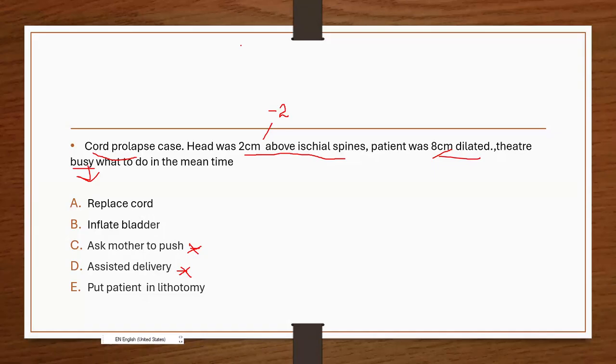Okay, can somebody mention what about replacing the cord? Should you do it or you shouldn't? Yes. Here the replacing means putting the cord inside. Now cord prolapse means the cord has come out, no? So you are going to put it inside again into the uterus. Should you do it or not?